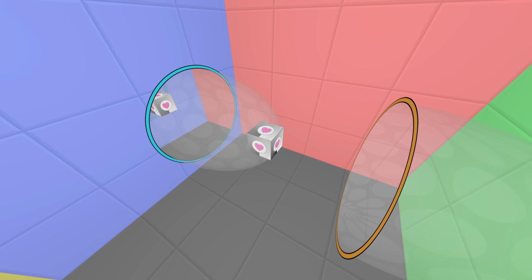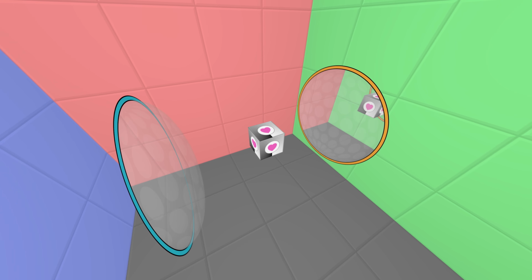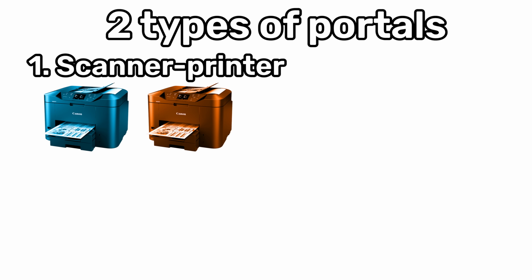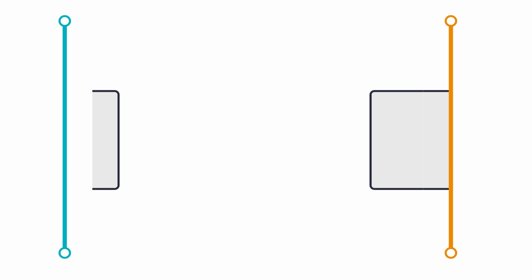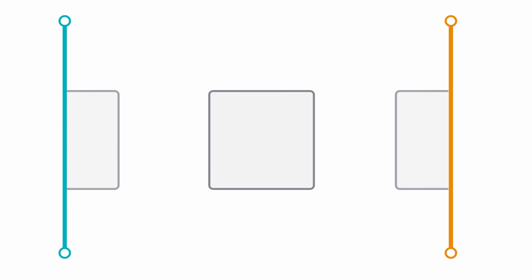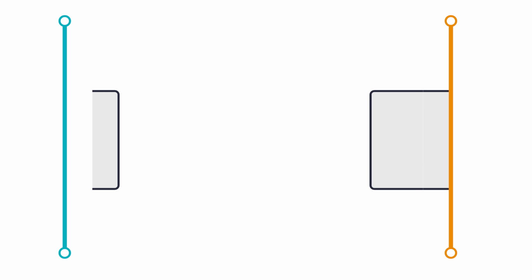But let's figure out why exactly this axiom is true beyond the fact that it just looks right. There are two types of portals, scanner-printer and spatial. A scanner-printer portal scans and destroys an object on one side and recreates it on the other. This would need tons of energy, and this kind of portal could theoretically exist in our world. But it disobeys our axiom, because it has only one active surface and its shape affects its behavior. Later in the video, I'll propose an experiment to measure this surface.